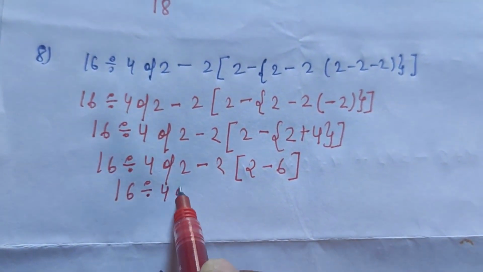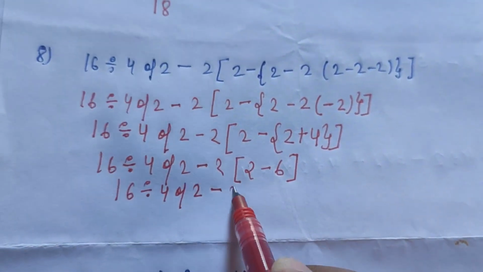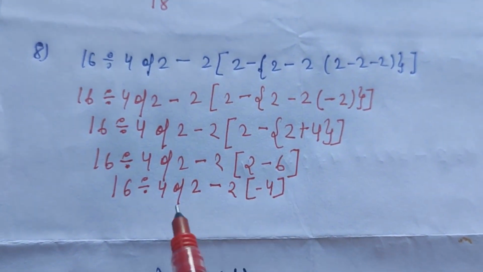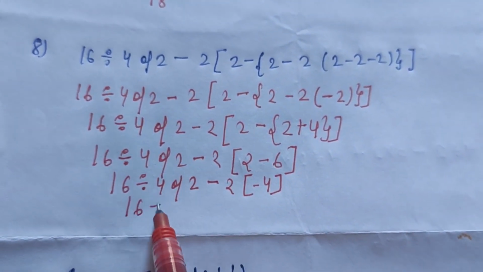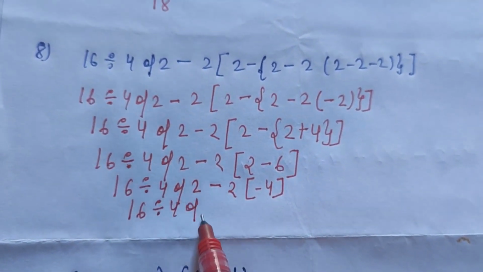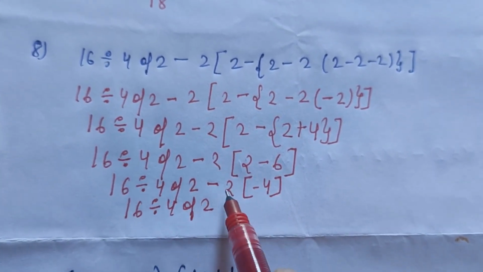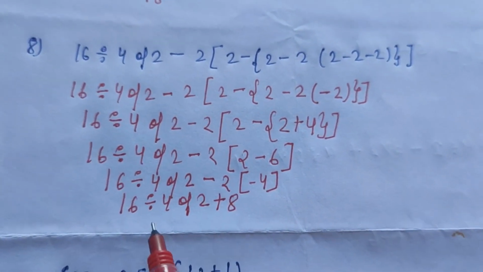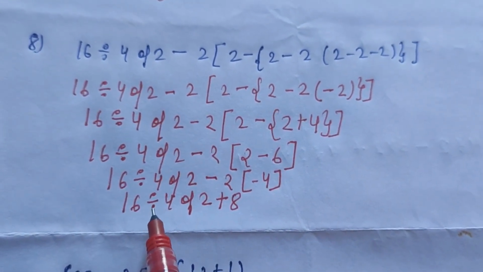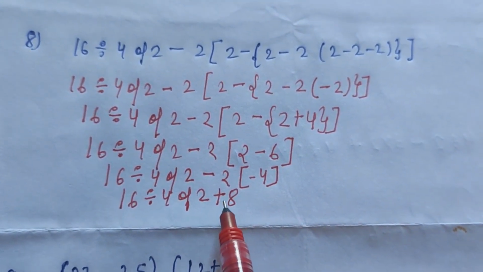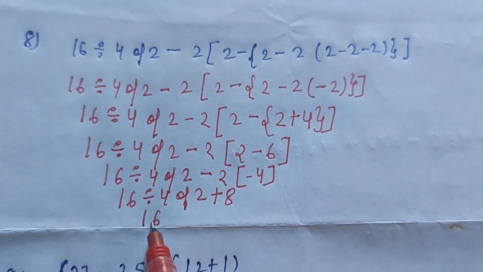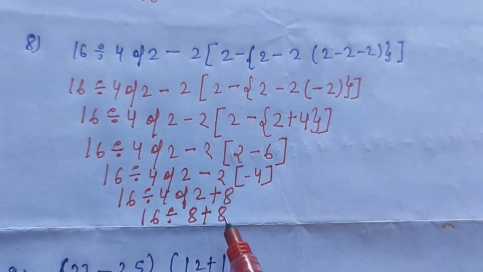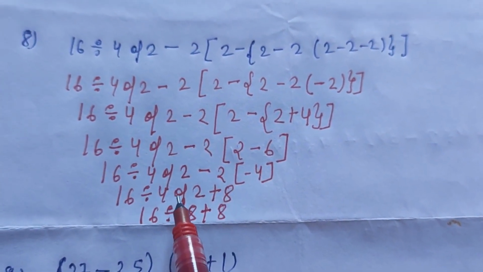Now after that it is written minus 4, because 2 minus 6 it will be minus 4. Then we will write it as, again we will multiply minus 2 to minus 4, then we will get plus 8. Now what is left? Divide is left, off is left, and plus is left. Now we will solve off. 4 2s are 8. Don't forget the order of the BODMAS.